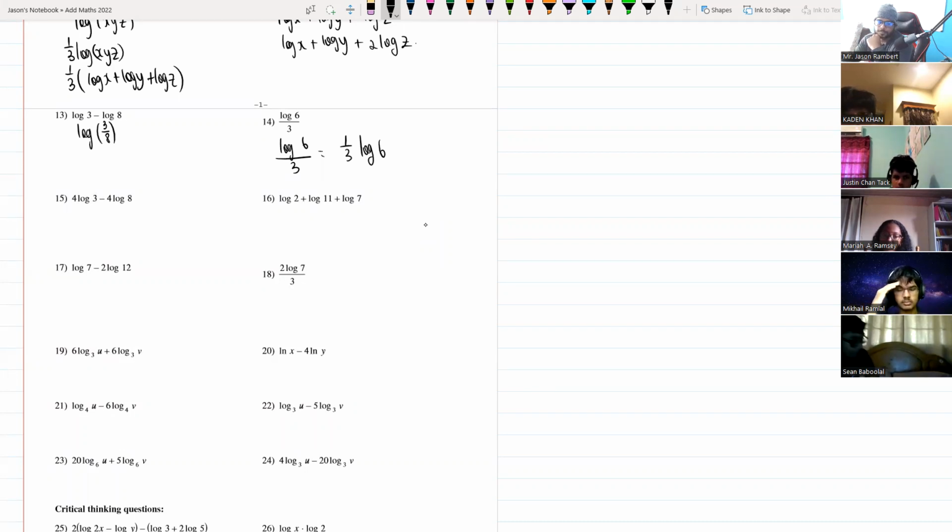All right. These two expressions are the same thing. And if you wanted, you could have said this is log of 6 to the power of 1/3. All right. Main thing I want you all to take away from number 14 is do not do this. Do not do that.